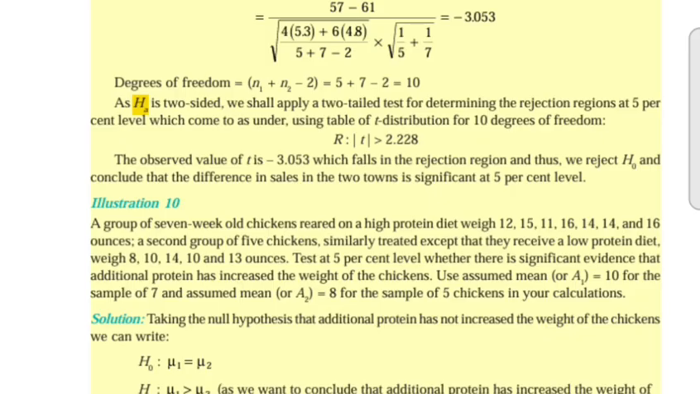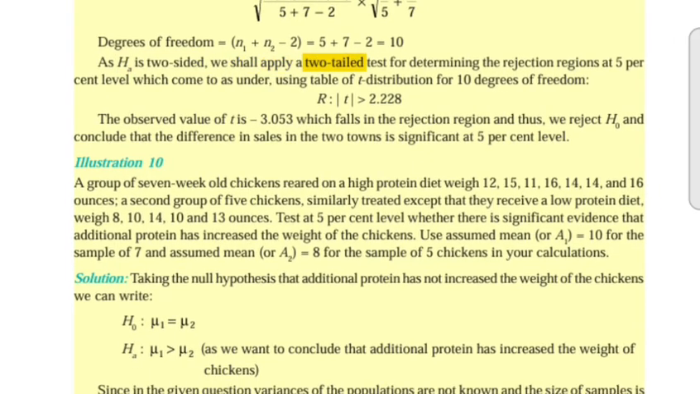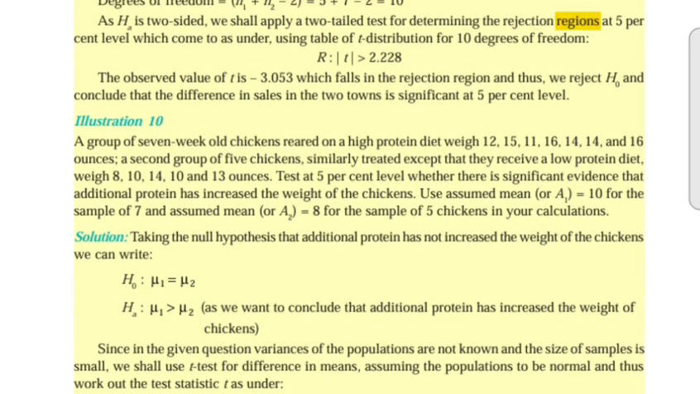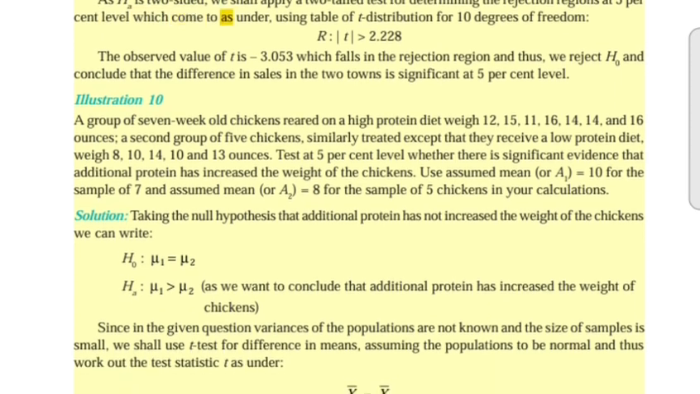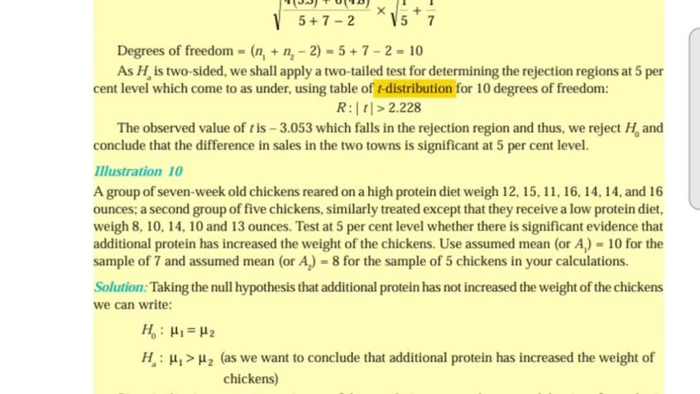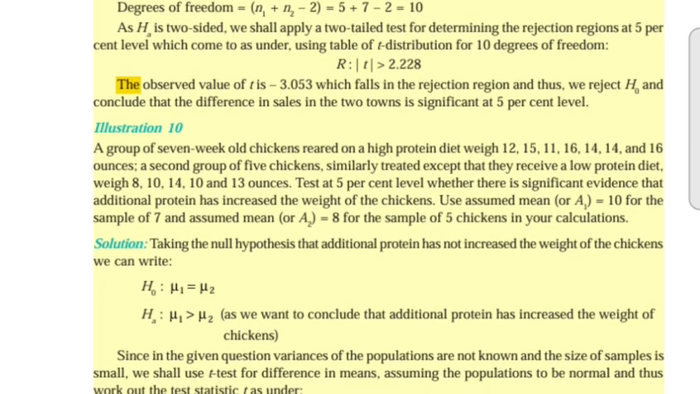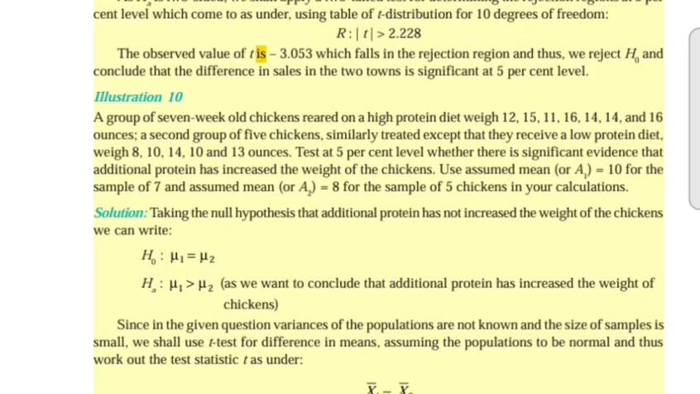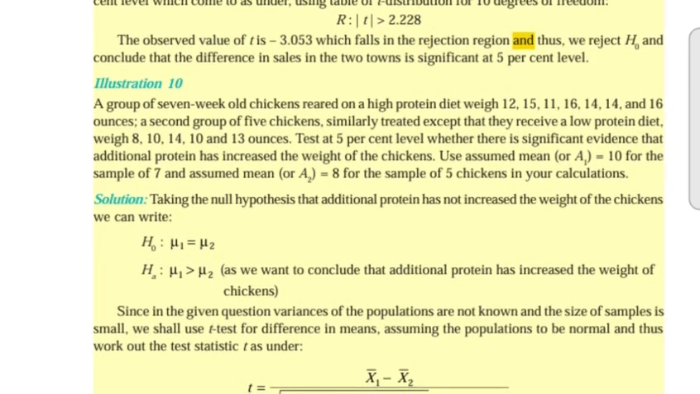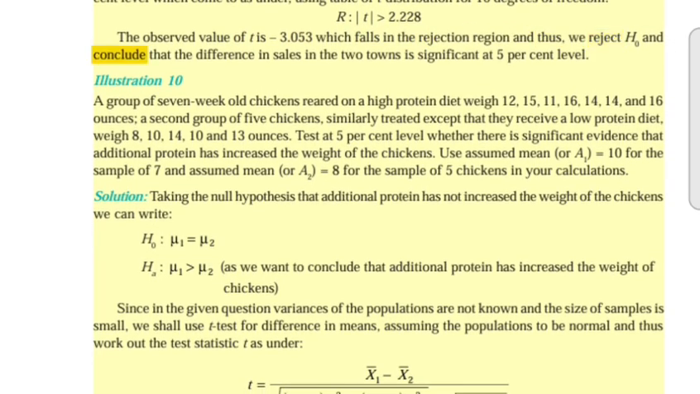As Ha is two-sided, we shall apply a two-tailed test for determining the rejection regions at 5% level, which come to as under, using table of t distribution for 10 degrees of freedom. R: t greater than 2.228. The observed value of t is 3.053, which falls in the rejection region, and thus we reject H0 and conclude that the difference in sales in the two towns is significant at 5% level.